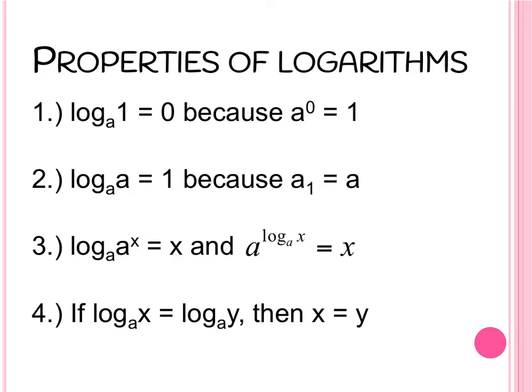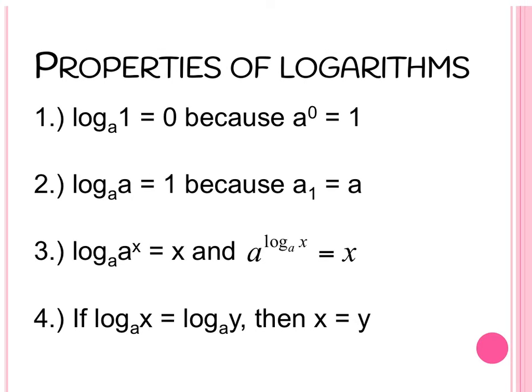Next, we have some properties of logarithms. If we take the log of 1, no matter what our base is, anytime we have the log of 1, that's going to be equal to 0, because if we raise any number to the power of 0, our answer is going to be 1. Our second property says if we have log base a of a, that's equal to 1. Because if we put it into exponential form, anything to the power of 1 is equal to itself.